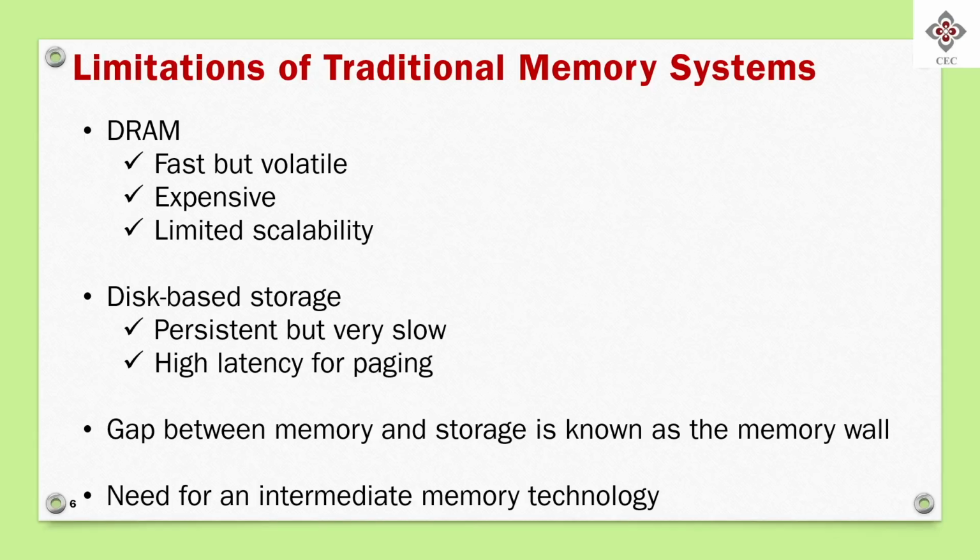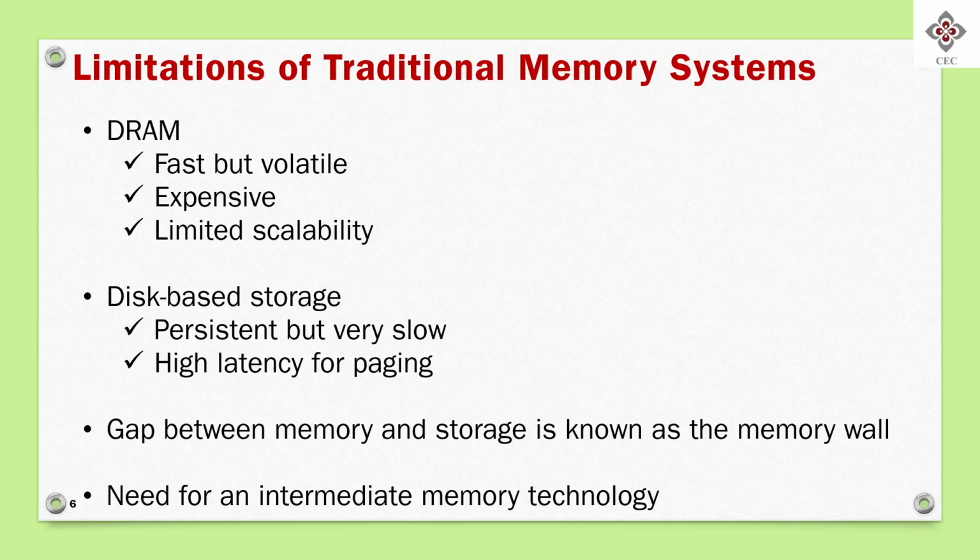Again, if you want to look at the traditional memory systems' limitations, we have the dynamic RAM, which is faster but volatile. It is not a non-volatile memory, and it is highly expensive. It is of limited scalability. You cannot increase the dynamic RAM just like that. If you increase it, then addressing the locations in the memory will become an issue.